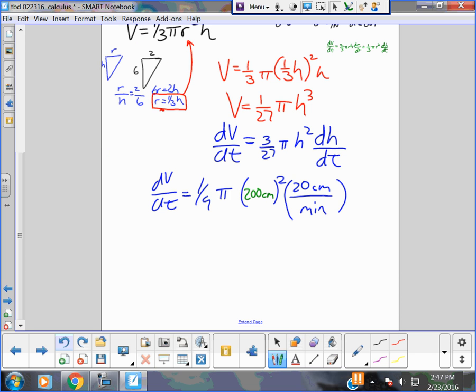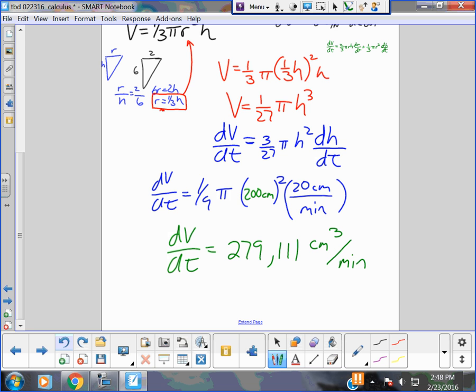All right. So now I'm going to do some math. I got to grab my calculator. And I'm going to treat pi like 3.14. I'm going to have some rounding error. So I'm going to take my 1/9 times 3.14 times 200 times 200 times 20. And I'm going to get that the answer here is 279,111 cubic centimeters per minute. I could leave this in terms of pi, but I'm not going to.